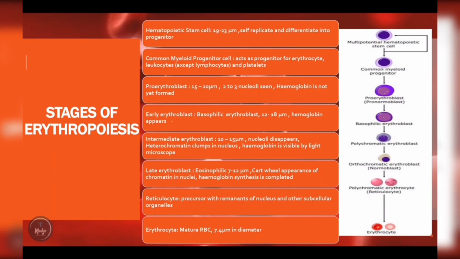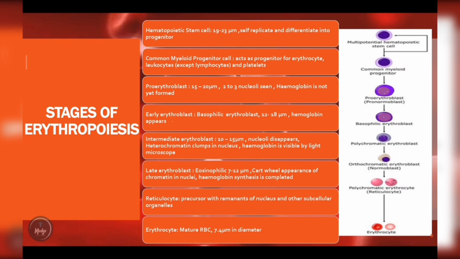Coming to the stages of erythropoiesis, the first stage is the hematopoietic stem cell. Its size ranges from 19 to 23 micrometer, and it can self-replicate and differentiate into a progenitor cell. The next stage is the common myeloid progenitor, which acts as progenitor for erythrocytes, leukocytes, and platelets, except lymphocytes, for which it acts as lymphoid progenitor cell. The next stage is the proerythroblast. Its size ranges from 15 to 20 micrometer, with 2 to 3 nucleoli seen, and hemoglobin is not formed in this stage. The next stage is the early erythroblast. Its size ranges from 12 to 18 micrometer, and hemoglobin is synthesized in this stage.